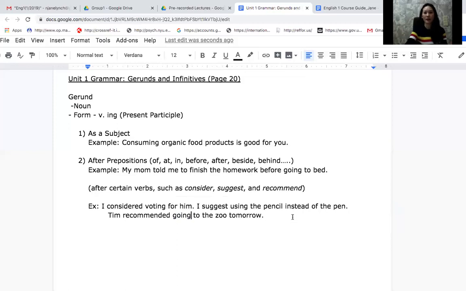Okay. So that's the note for gerund. Apart from gerund, I'm going to continue to infinitive. Again, if you have questions, you can leave a comment in the Google Classroom, under this post that I'm going to post by tomorrow. Next, infinitive.